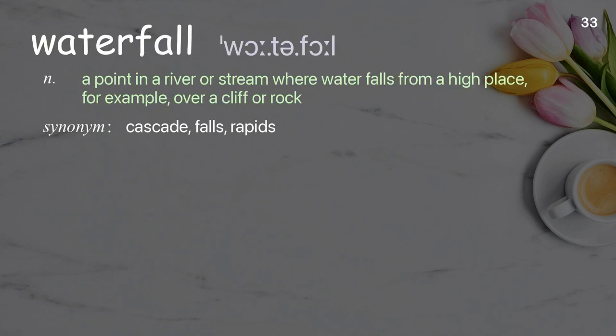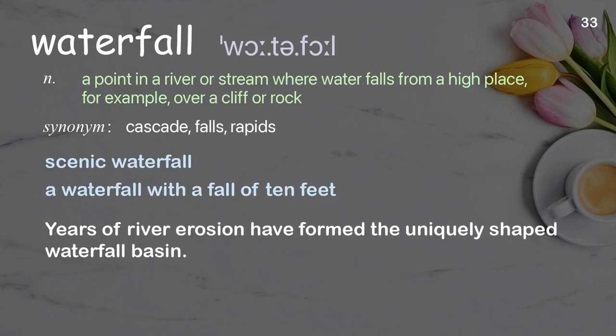Waterfall. A point in a river or stream where water falls from a high place, for example, over a cliff or rock. Examples: Scenic waterfall. A waterfall with a fall of 10 feet. Years of river erosion have formed the uniquely shaped waterfall basin.